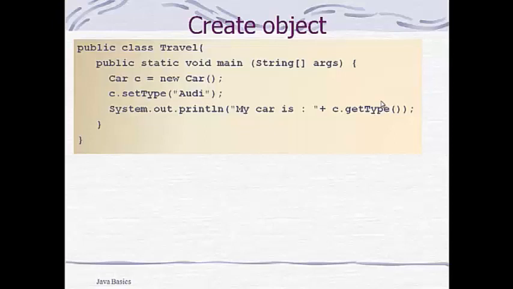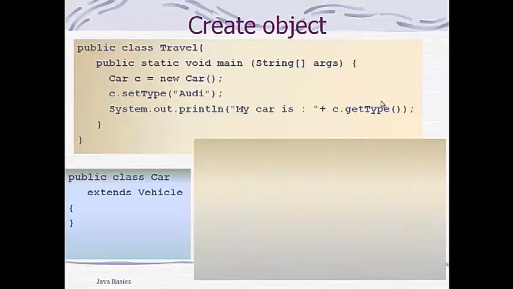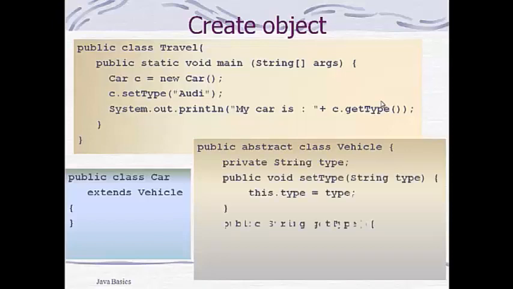then we call a method setType, passing the argument Audi, and we are printing "my car is" and c.getType, so it will return whatever value we have passed. So we have the class Car, which is extending Vehicle, and Vehicle, an abstract class, has the field type and setter and getter methods.